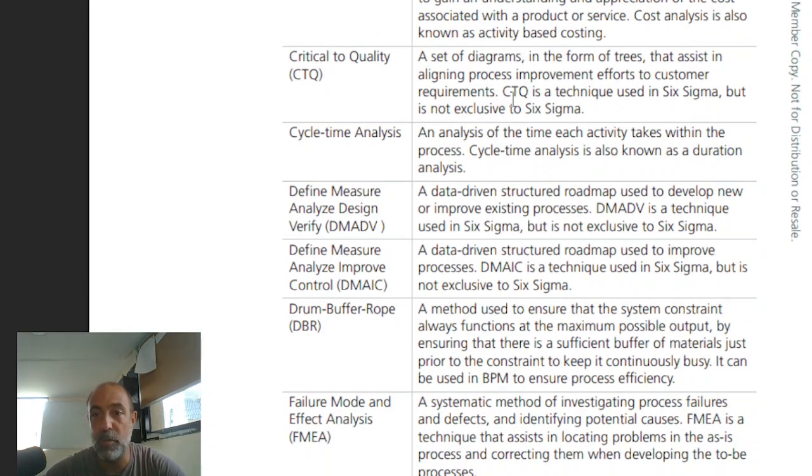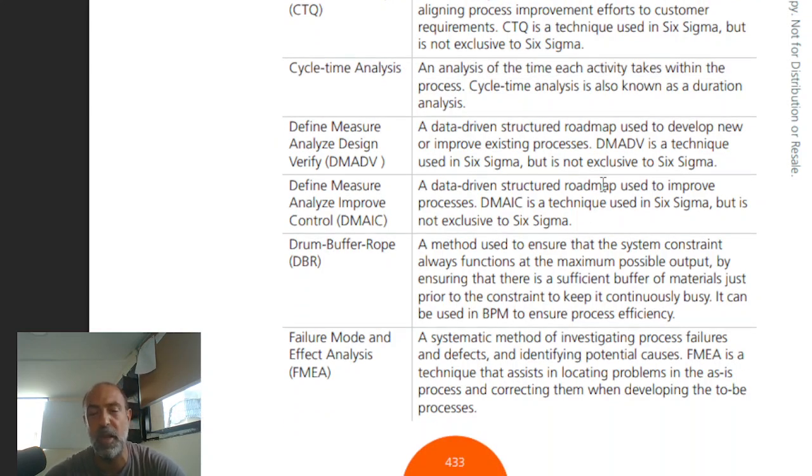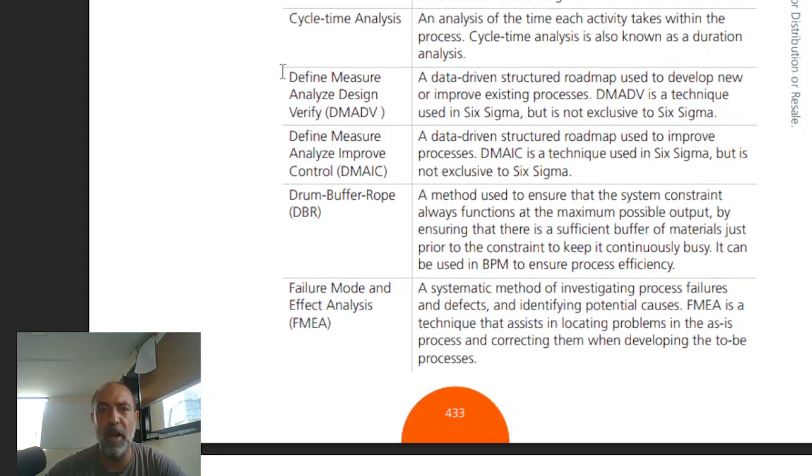CTQ is a technique used in Six Sigma, but it's not exclusive to Six Sigma. Cycle time analysis, analysis of each time that takes place with the process. Cycle time analysis is also known as duration analysis. We're analyzing how much time it takes for the process to go.